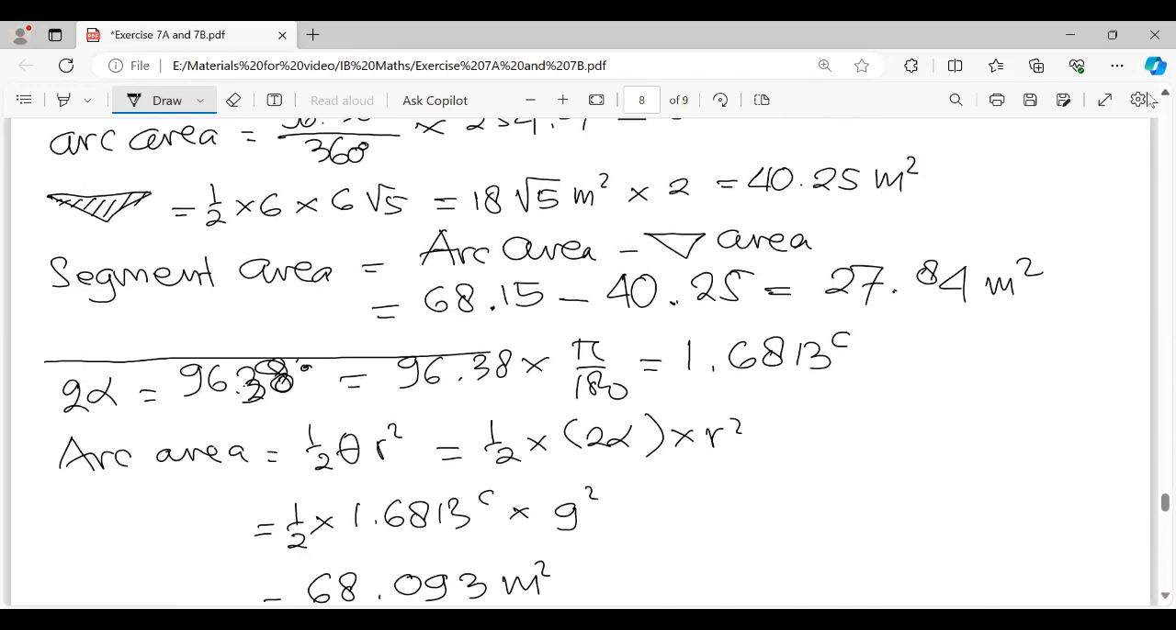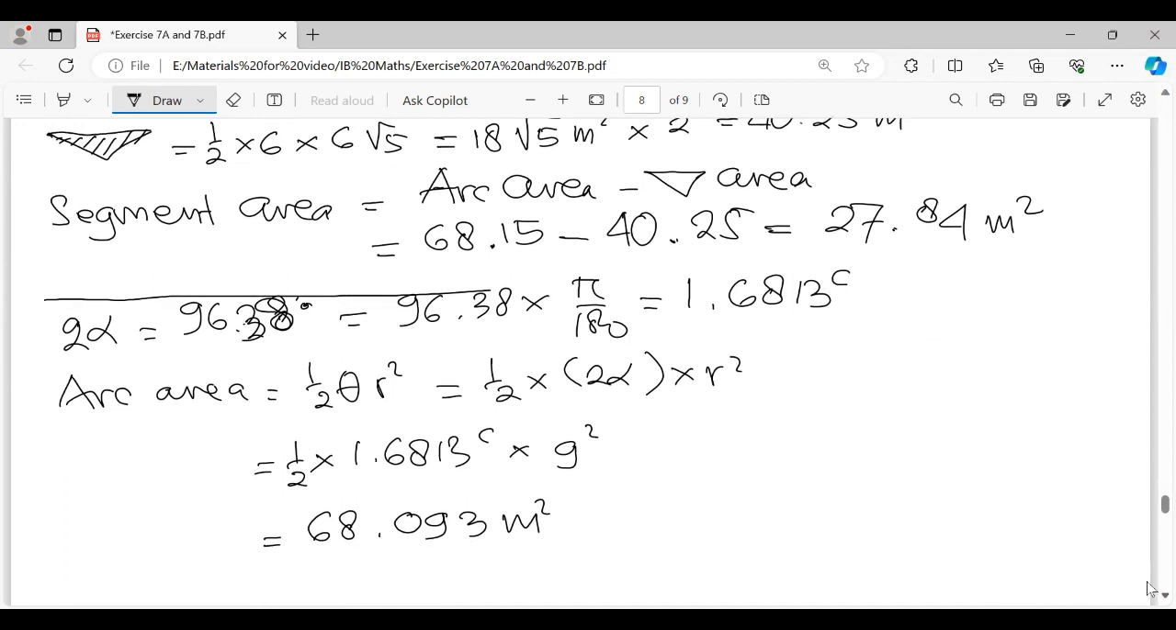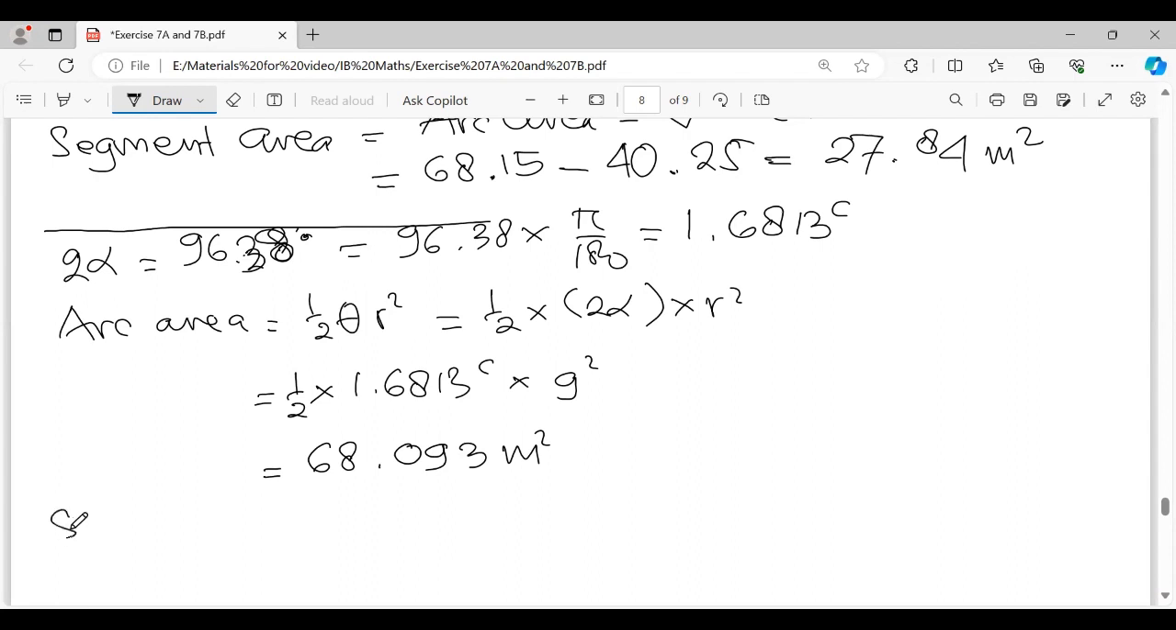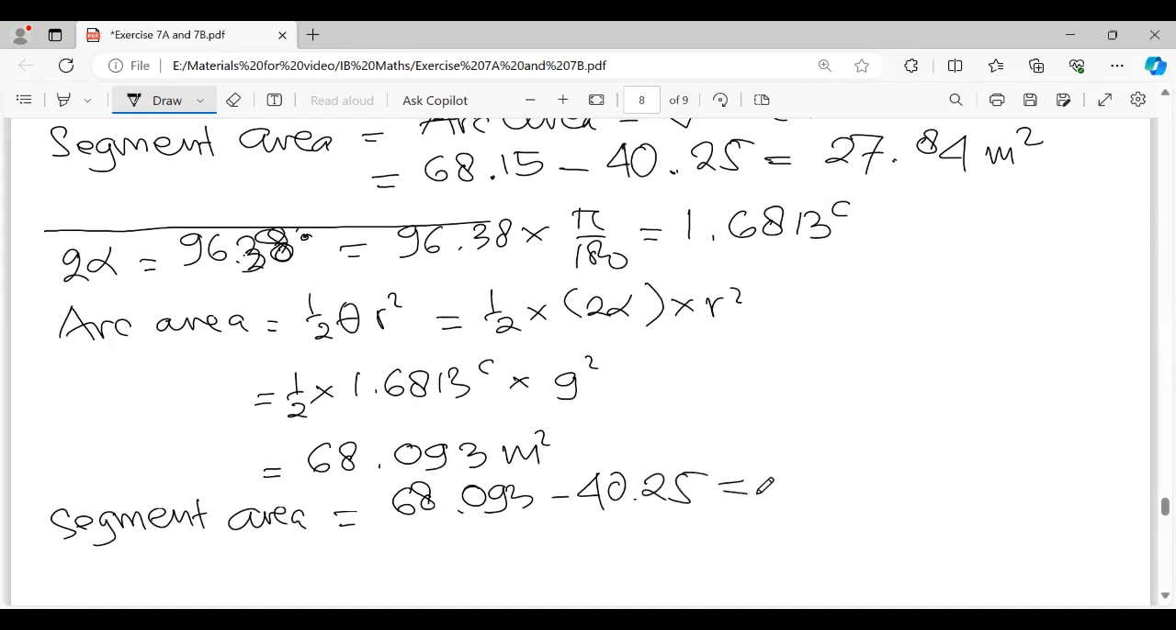And after that, you may find the segment area. This is another way to find the segment area. It means 68.093 minus 40.25, and I'm going to find 27.843 meters squared.